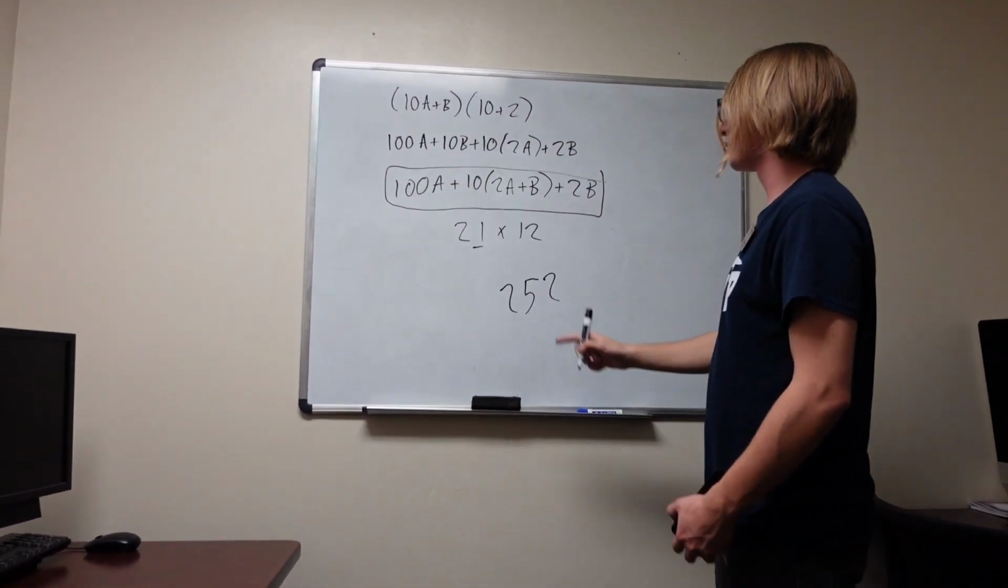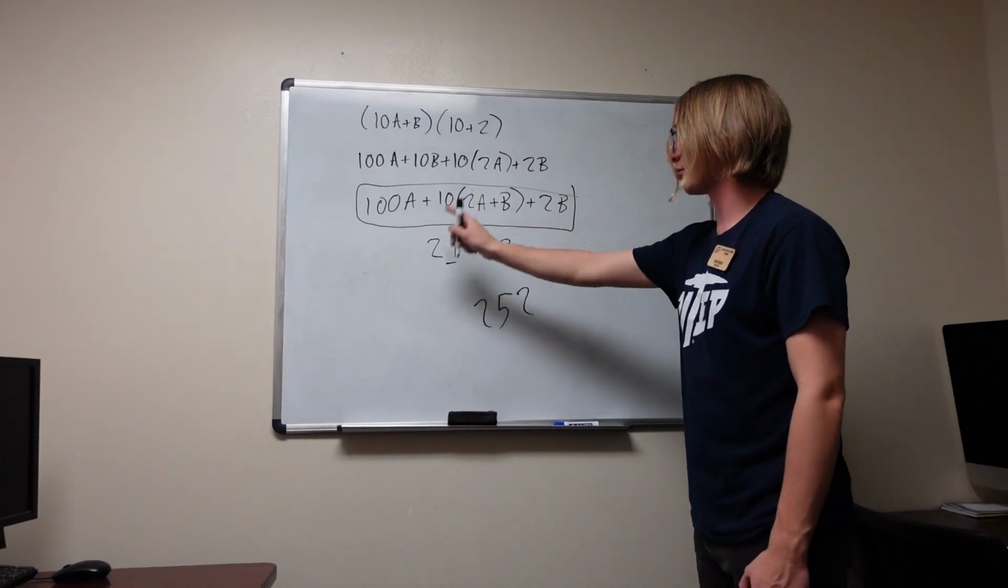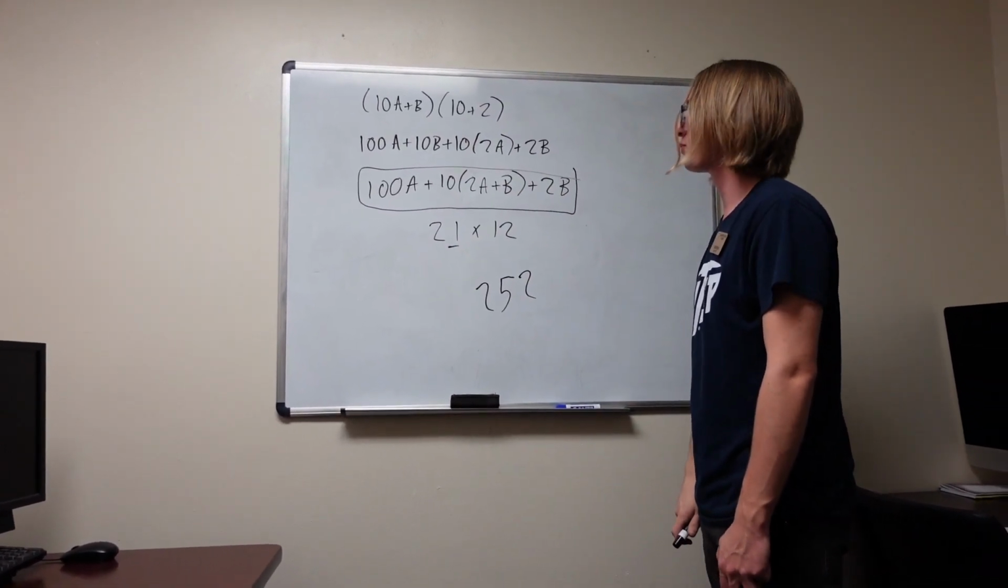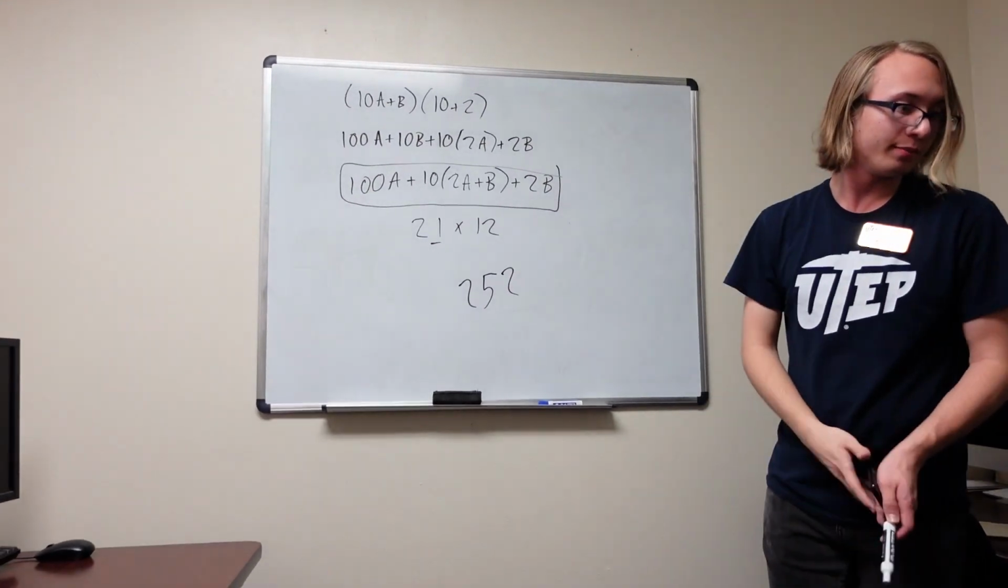So yeah, double the ones digit, double the second digit, add it to the next one, and then write down the last digit. And that's how you multiply by 12.